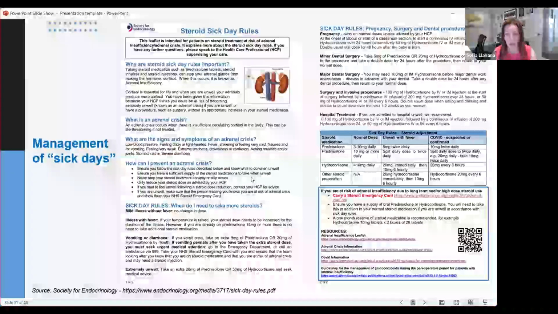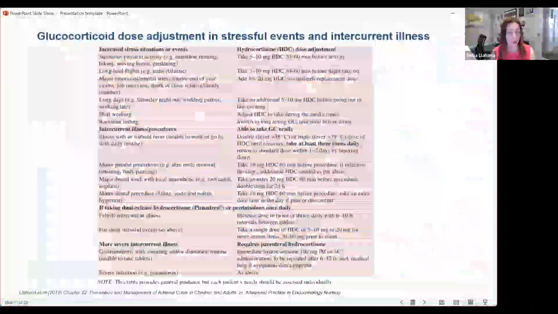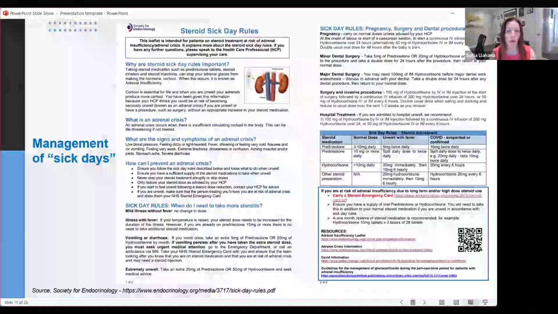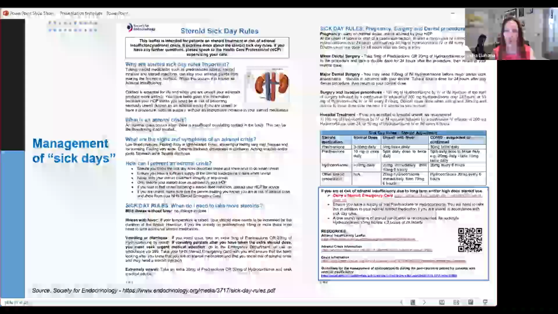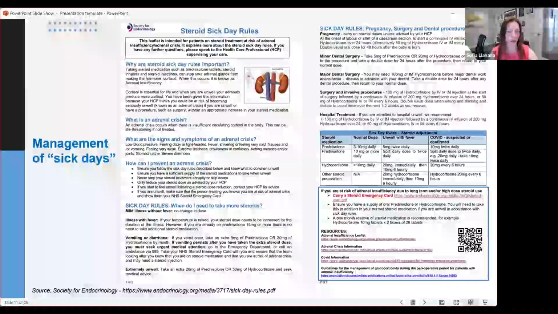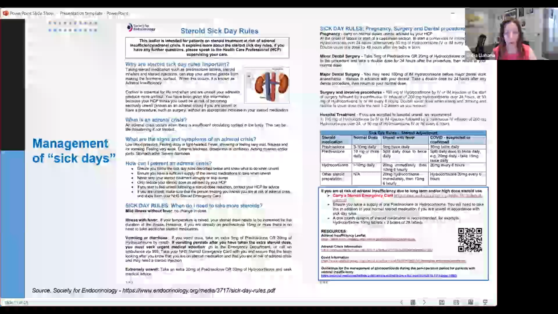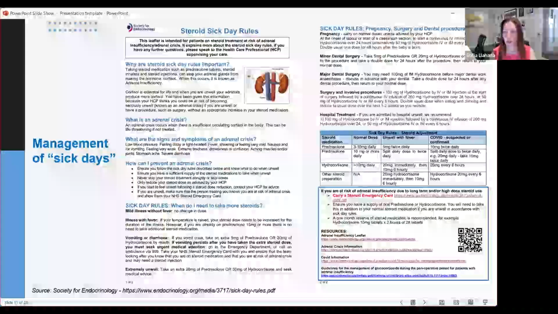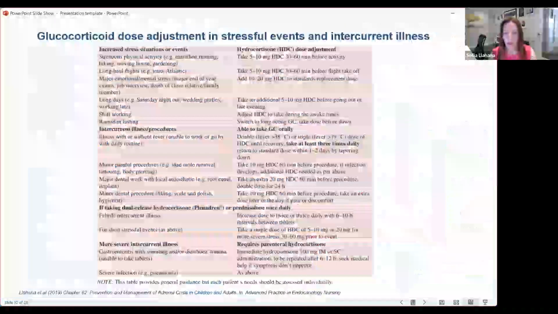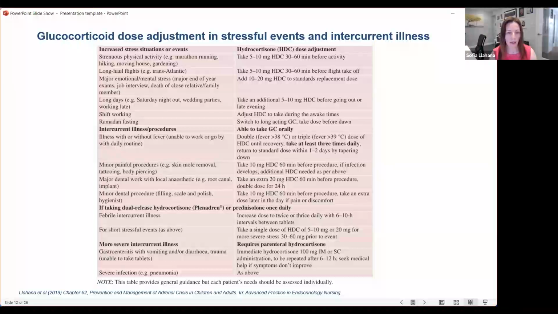The Pituitary Foundation also has a similar leaflet, and it's a brief introduction to what the sick day rules are, what an adrenal crisis is, and different situations where you need to adjust either the dose of your tablets or when to have a hydrocortisone injection. That's another example from one of our publications.